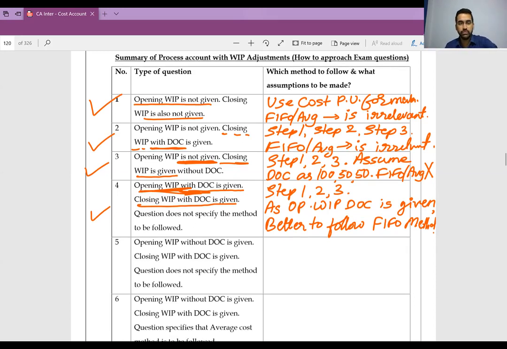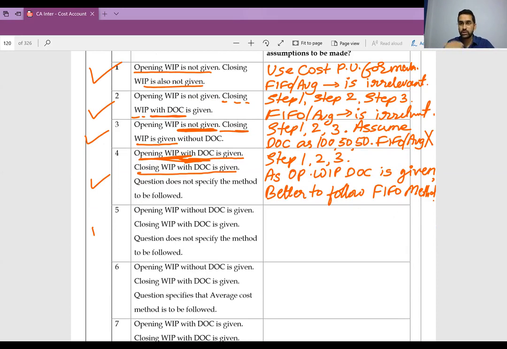Question number 5. Possible question number 5. Opening WIP without DOC is given. Now comes your opportunity to assume the way you want, because opening WIP is without DOC.